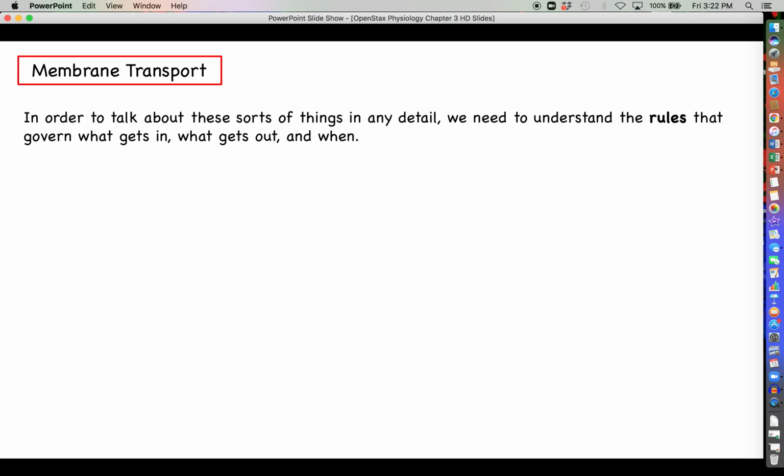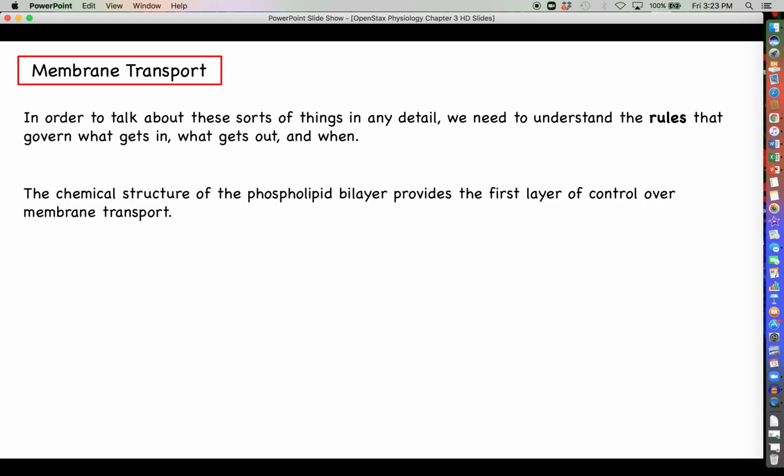Okay, so you will recall that when we first introduced the cell membrane, we said that it is selectively permeable. It lets certain things pass through while restricting the passage of others. Well, how does it decide that? Which sorts of things get through and which ones get blocked? So thankfully, we actually have a set of rules that govern what gets in, what gets out, and under what circumstances.